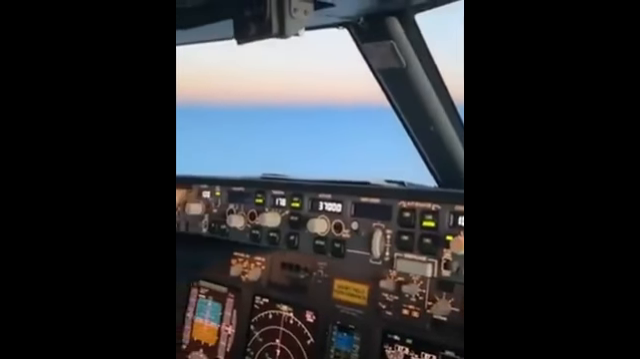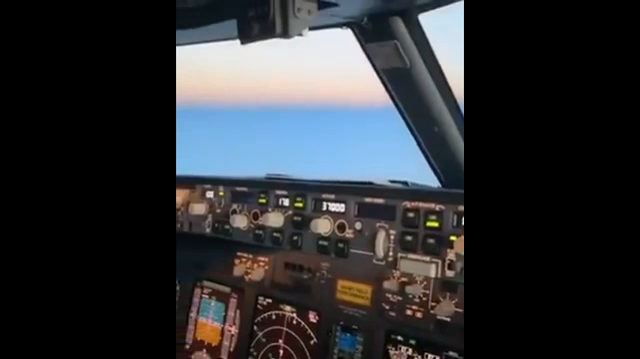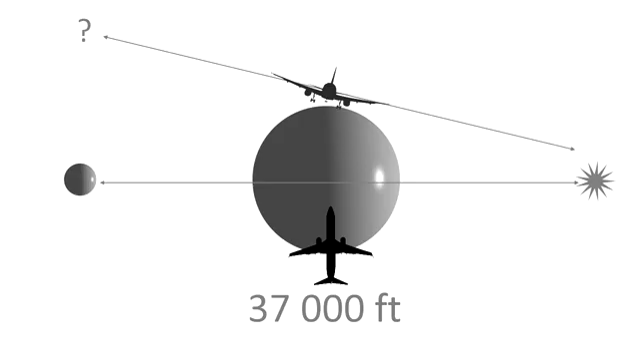So the pilot sees the horizon, he sees a full moon on his left and the sun above the horizon. Just look, and he's flying at 37,000 feet. This footage shows clearly that we are not living on a spinning ball. These pilots understand that they are not flying over a spinning ball. It's not possible on the heliocentric model.